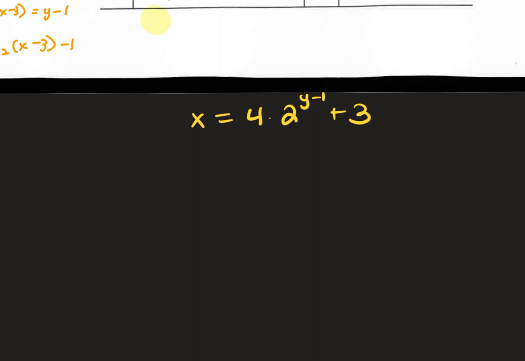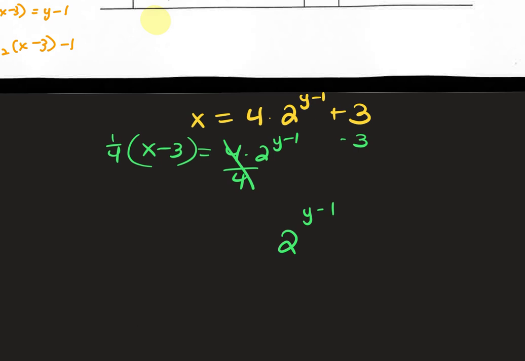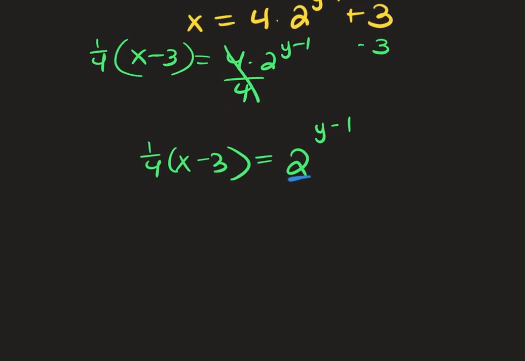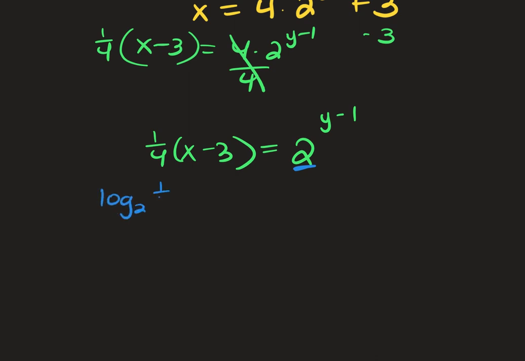All right, so from here, the first thing we do is switch the x and y. Then we want to solve for the new y. So I would subtract the 3: x minus 3 equals 4 times 2 to the y minus 1. In order to get to the exponent, I've got to get rid of the 4. So dividing by 4 or multiplying by a fourth gets rid of that. 2 to the y minus 1 is here, 1/4 times x minus 3. And then if I want to get to the exponent, I take log base 2 on both sides, because it has to be the base of this one. So it'd be log base 2 of 1/4 times x minus 3 equals log base 2 of 2 to the y minus 1. Log base 2 of 2 cancels.